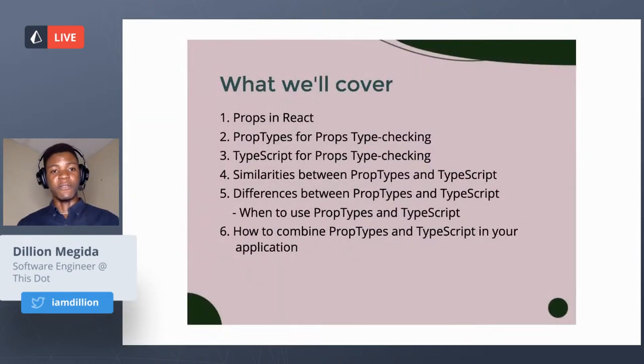And this is what we'll be covering. So we'll be looking at props in React briefly. And then we'll look at PropTypes for props type checking, and then TypeScript for props type checking. We'll look at the similarities between PropTypes and TypeScript, and then the differences. And in section 5, we'll also understand scenarios where you may want to use PropTypes over TypeScript, or where you may want to prefer TypeScript over PropTypes. And then lastly, we'll look at how to combine PropTypes and TypeScript in your application without repeating type declarations.